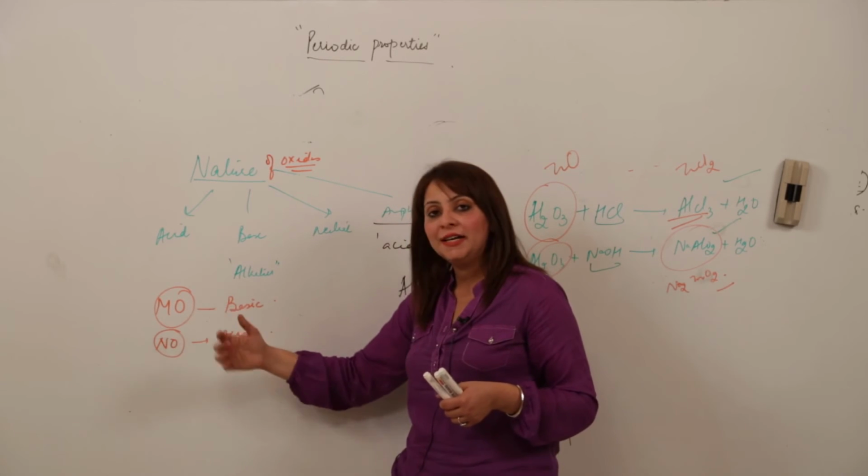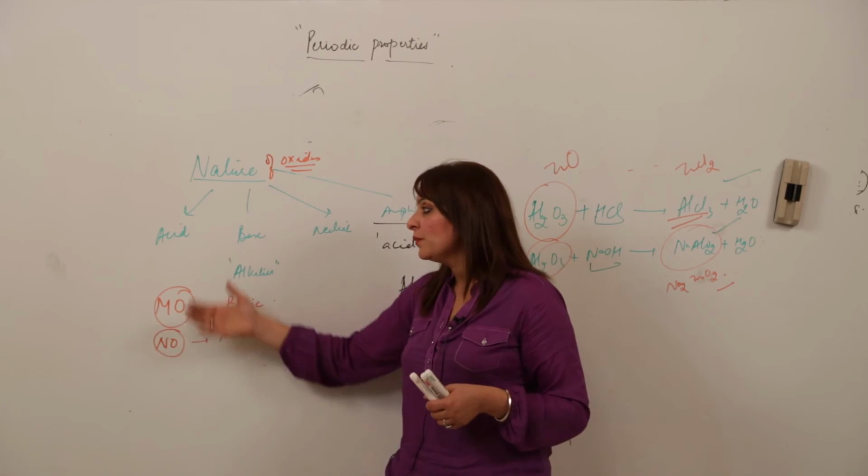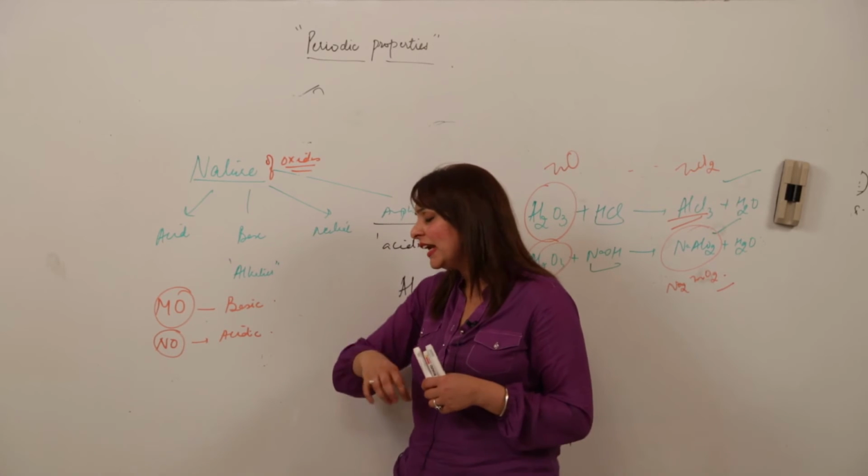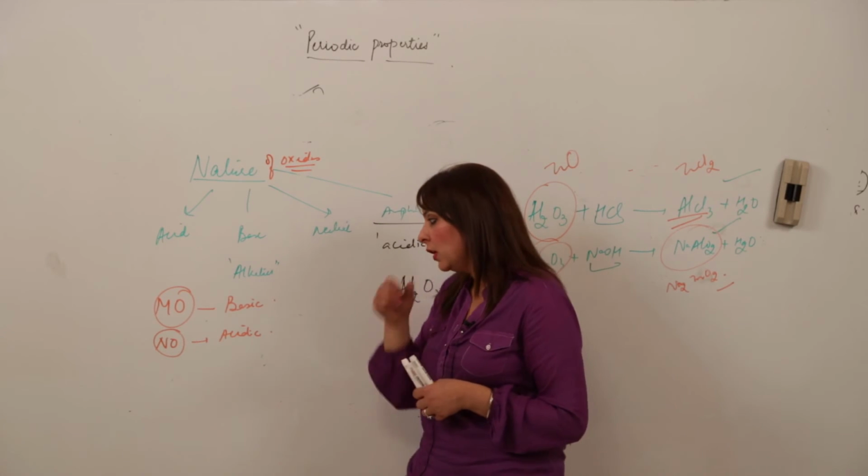That means when metal oxide is dissolved in water, it forms a strong base. So as we are moving down, the basic character is increasing. The bond gets weakened and easily the OH ion gets released.